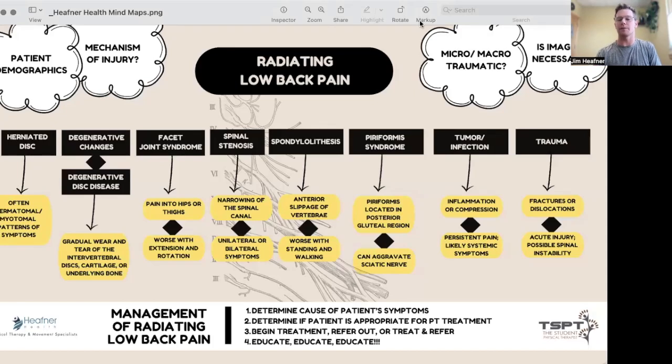And on this video, I'm going to be talking about all things radiating low back pain. And on this mind map here, I've outlined the 9 major causes or major things that can create radiating low back pain. And we're going to delve into each one of these.